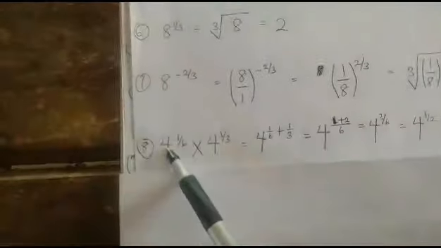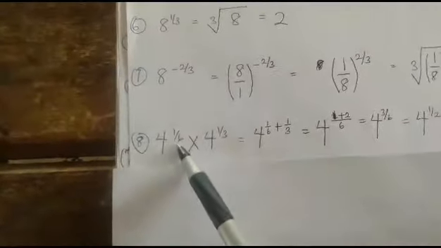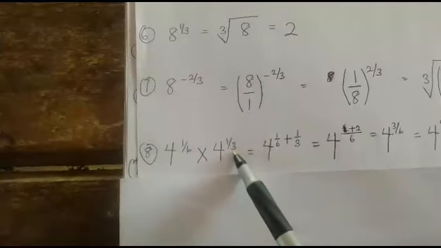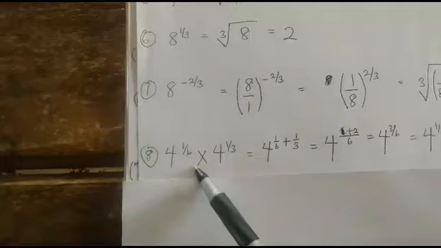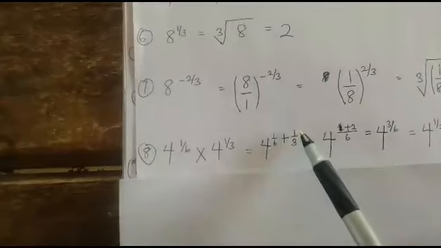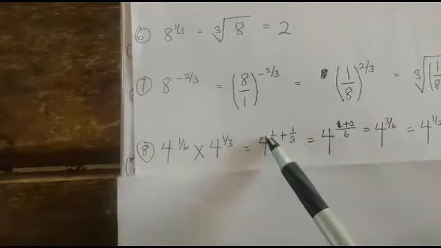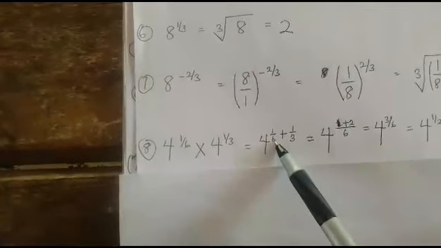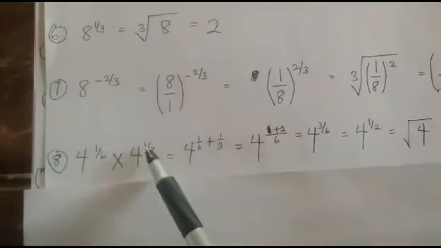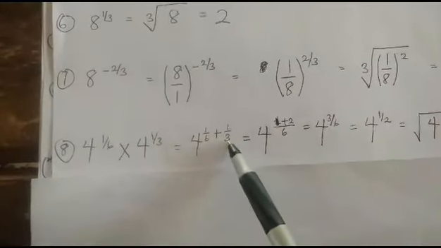Now let's move further. We are having number 8: 4 raised to the power of 1 over 6 times 4 raised to the power of 1 over 3. Now this is multiplication, so what you have to do is add their powers. In indices, you say 4 raised to the power of 1 over 6 plus 1 over 3.